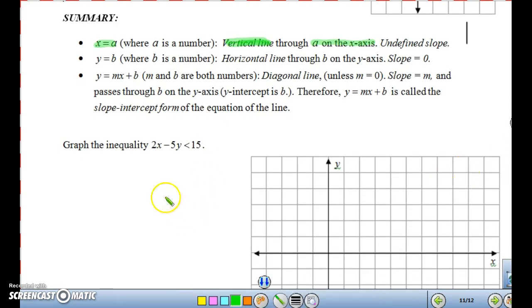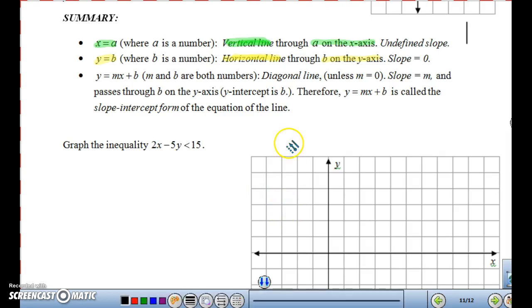The second one, y equals just some number. Let's say it's y equals b, where b is a number. It is a horizontal line through b on the y-axis. It's going to hit the y-axis at b, whatever the b value is, and the slope is going to be 0. So your line is actually going to look like a horizontal line. It looks like that.